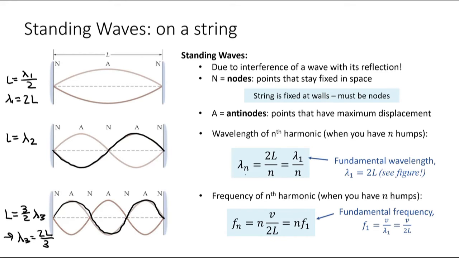Alternatively, then we could define the fundamental frequency, which is the frequency of the first harmonic, to be equal to the speed of the wave on the string divided by the wavelength of the first harmonic, which remember was 2L. So if we define F1 to be equal to V divided by 2L, then we can see that the frequency of the nth harmonic is going to be equal to n times the fundamental frequency.